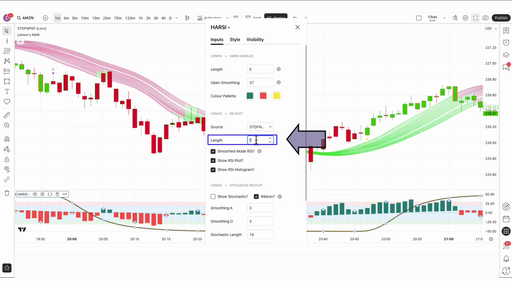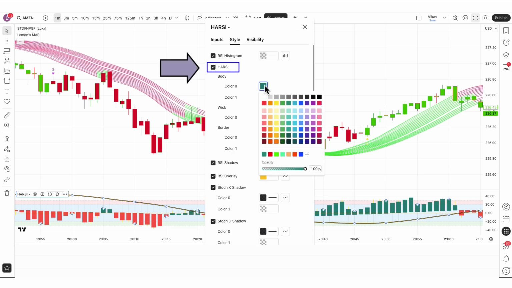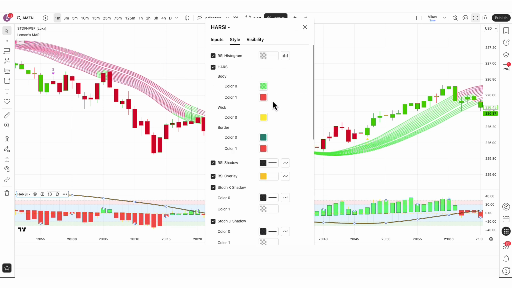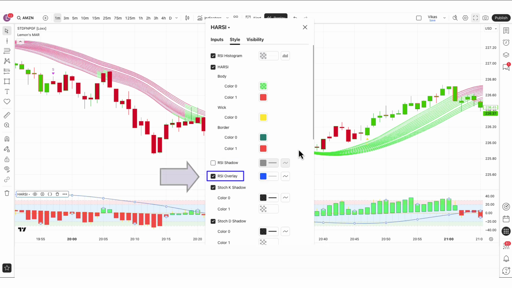We have to change this length option from 7 to 36. We have to change this RSI color from green. We have to hide this RSI shadow option. We have to change this RSI overlay color from yellow to blue.